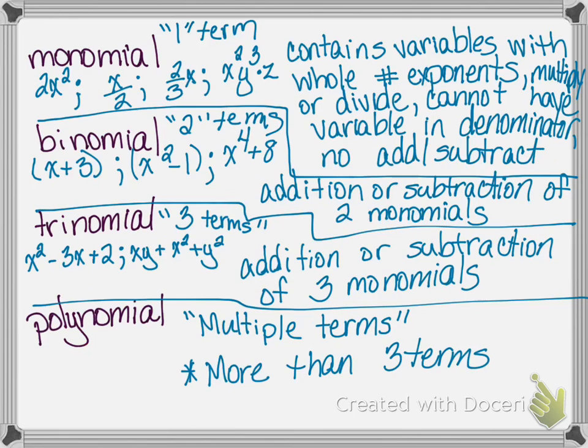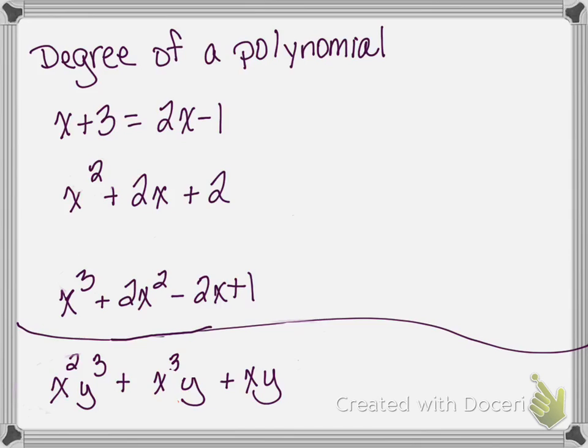Okay. I'm going to go backwards a little bit, and we're going to talk about the degree of a polynomial. Now, if you look at this right here, I've got x plus 3 equals 2x minus 1. That is something that we have been solving for a while. Okay, we know how to solve that. That is called a linear equation. What is my x raised to right here? What exponent is my x raised to?